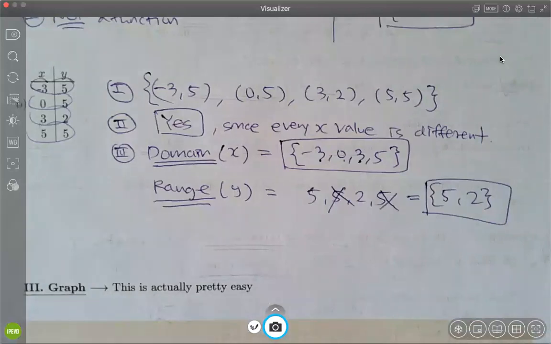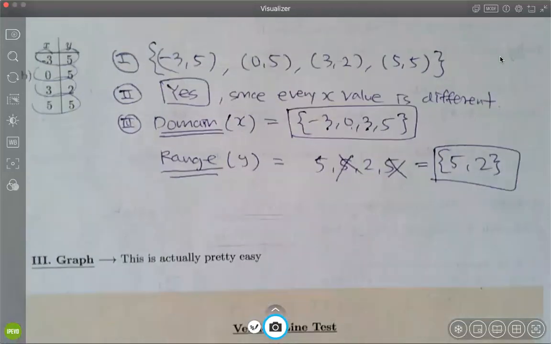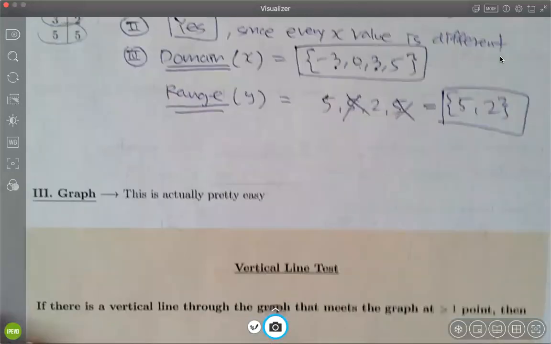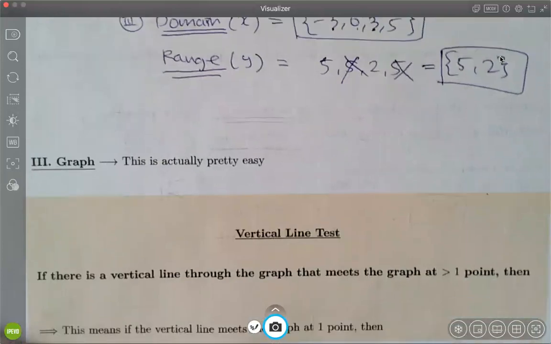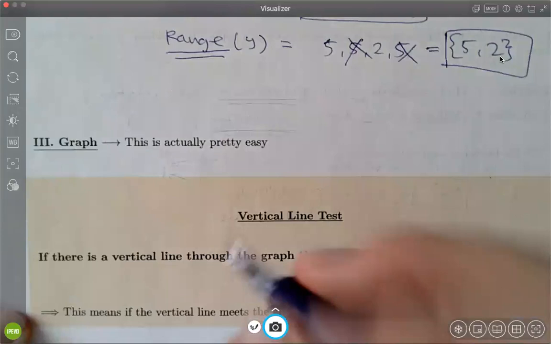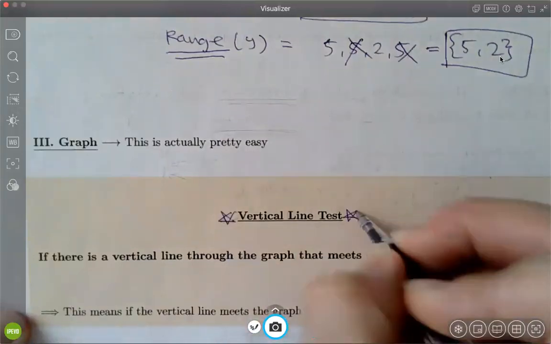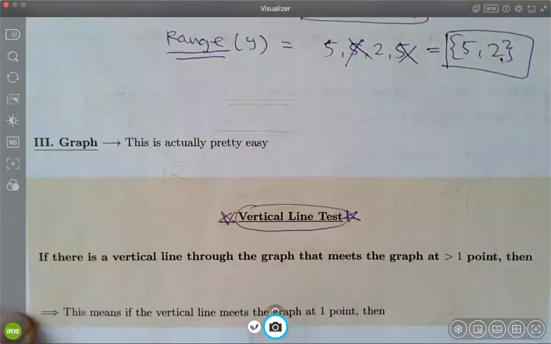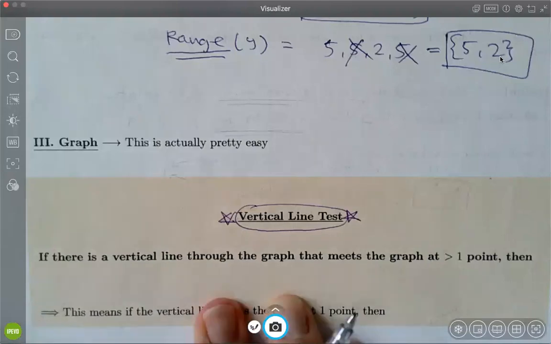And now the method number 3, the graph. So now graph is also fairly easy. And we will use the vertical line test. Has anyone heard about this test before? Vertical line test, does it sound familiar? Okay, so now here is the statement of the vertical line test.